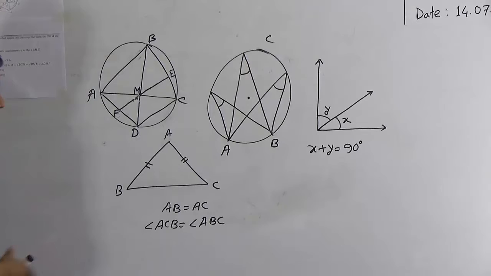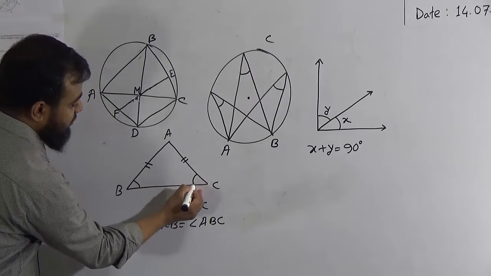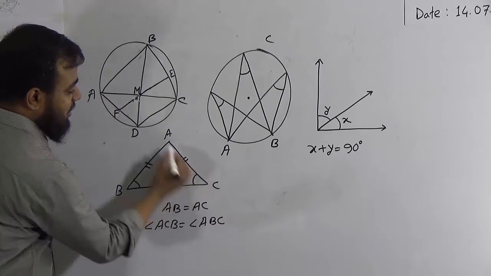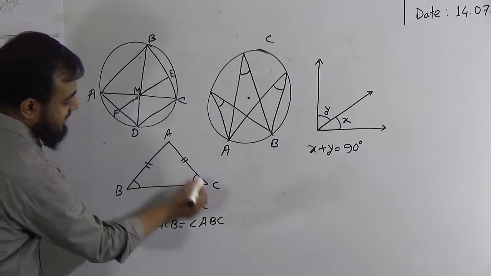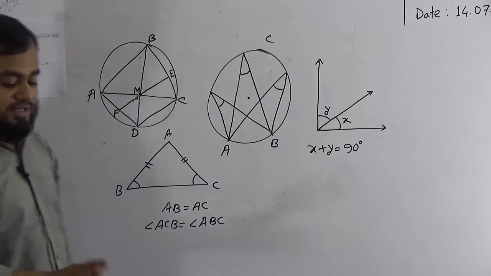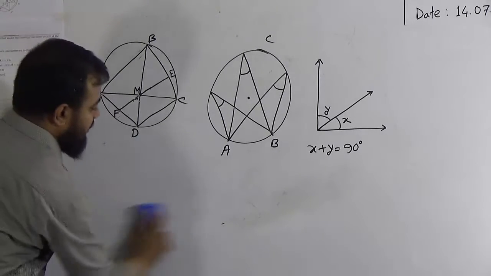Conversely, if two angles are equal to each other in a triangle, then the opposite sides are also equal. If angle ABC is equal to angle ACB, then we can say that AC is equal to AB. I hope you have understood. These three concepts we need here to prove this theorem. Now I am going to prove this one.